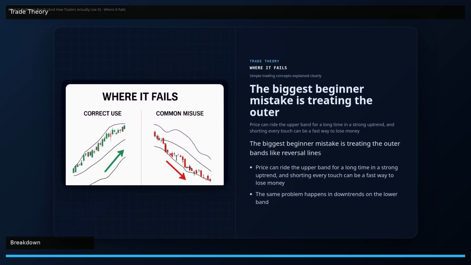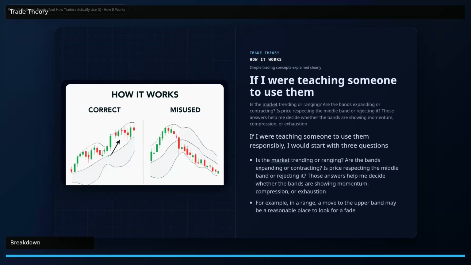If I were teaching someone to use them responsibly, I would start with three questions. Is the market trending or ranging? Are the bands expanding or contracting? Is price respecting the middle band or rejecting it? Those answers help me decide whether the bands are showing momentum, compression, or exhaustion. For example, in a range, a move to the upper band may be a reasonable place to look for a fade. In a trend, that same move may simply confirm strength.